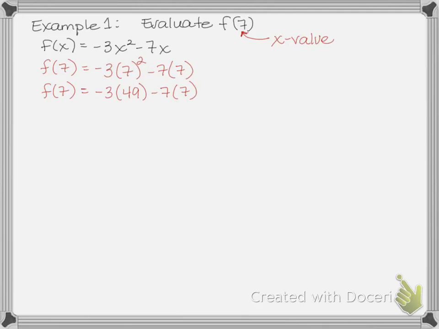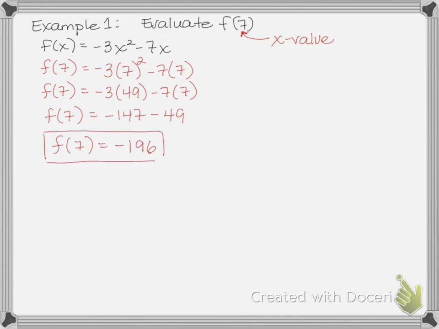And then parentheses means I need to multiply. Negative 3 times 49, that'll be negative 147. And 7 times 7 is 49. So f of 7, which is what they were asking me to look for, is equal to negative 196. There we go. So there's my final answer.